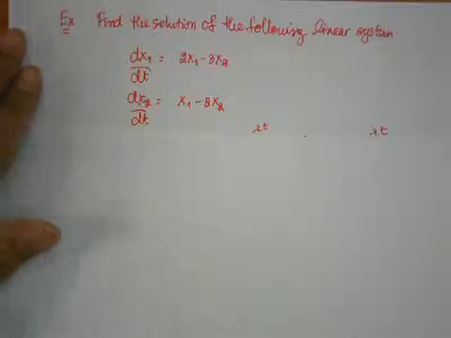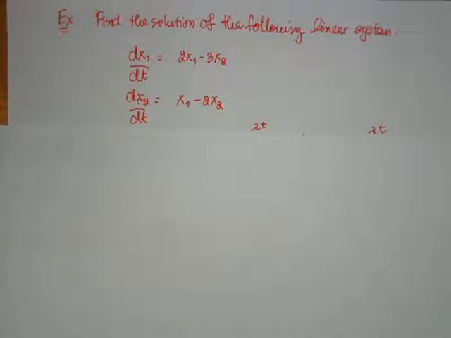The next example is still in the same topic because I just want to get used to this type of problem. And also, as I mentioned, the lambda that we were just talking about from the last example is actually called the eigenvalue. This example is just asking us to find the solution of the linear system.